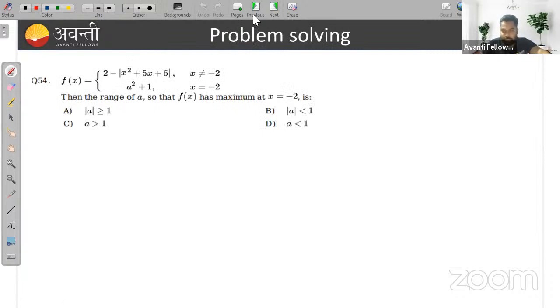It will also take time to solve this question. You must understand the question first, what he is asking. So f of x is given as 2 minus mod of x square plus 5x plus 6 when x is not equal to minus 2, but when x is equal to 2, the function gives you a square plus 1, right? A square plus 1.